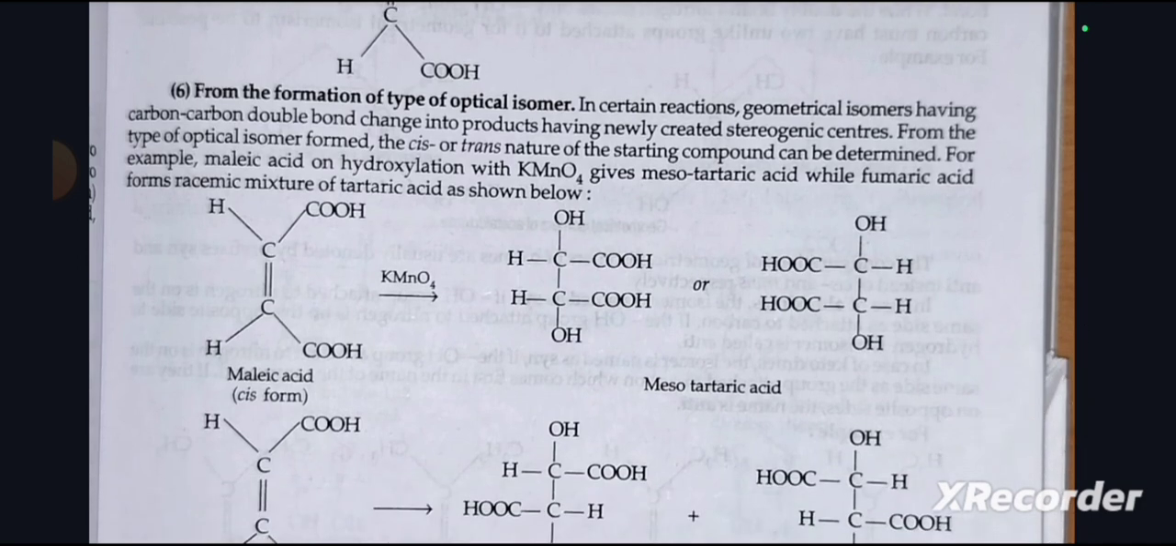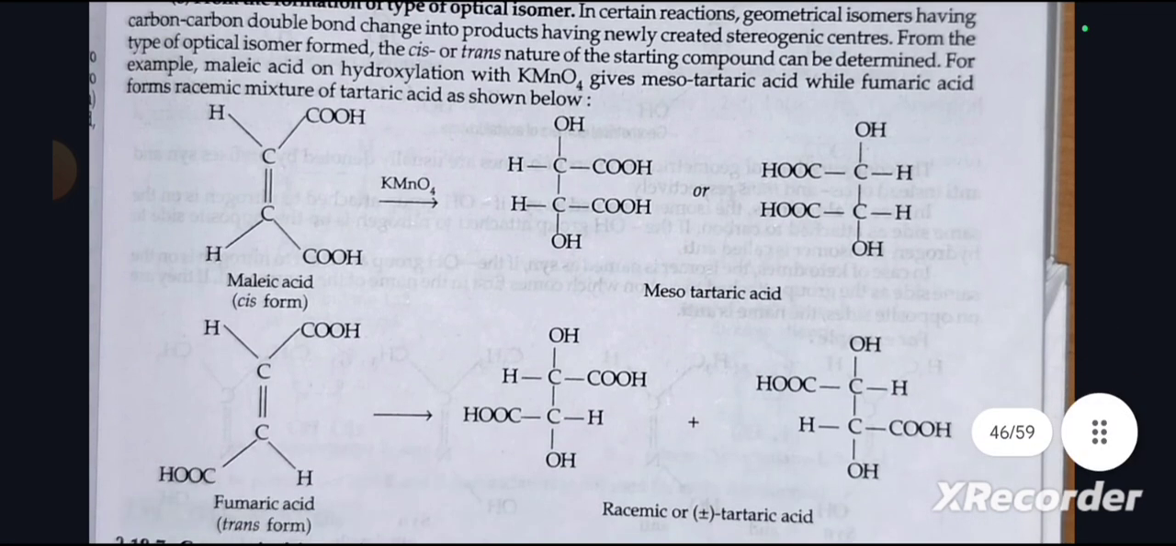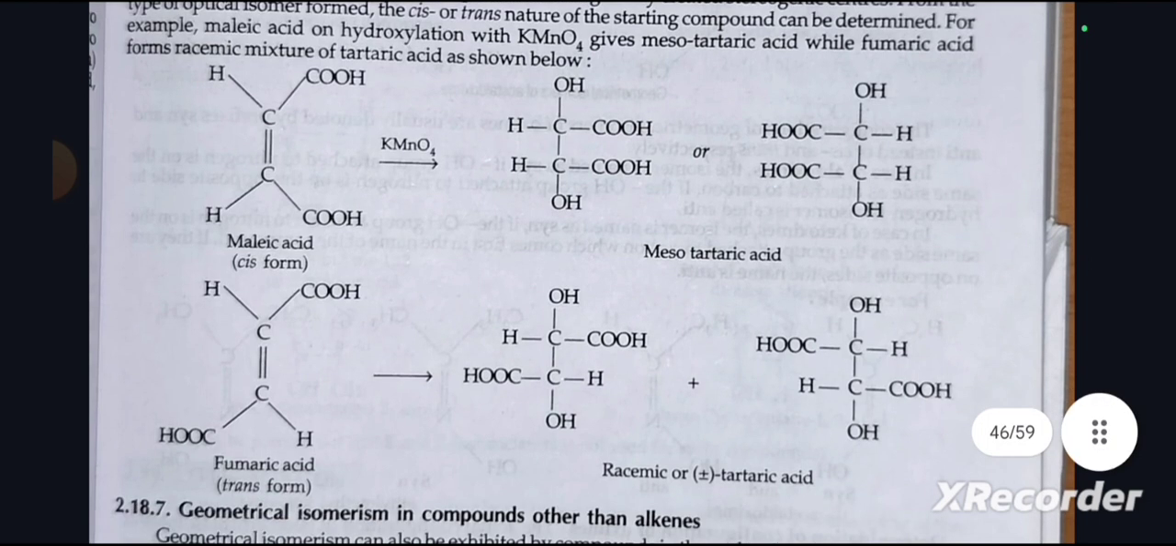Sixth, from the formation of type of optical isomer. In certain reactions, geometrical isomers having a carbon-carbon double bond change into products having newly created stereogenic centers. From the type of optical isomer formed, the cis or trans nature of the starting compound can be determined. For example, maleic acid on hydroxylation with KMnO4 gives meso-tartaric acid, while fumaric acid forms a racemic mixture of tartaric acid as shown below. Maleic acid, cis form, in presence of KMnO4 gives meso-tartaric acid.